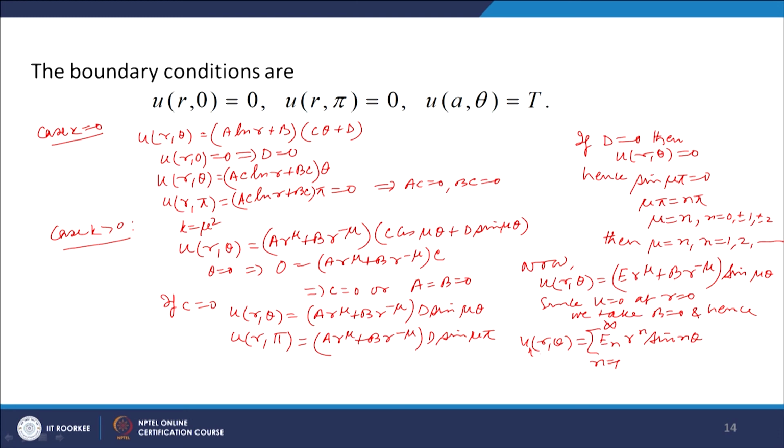Now, take r is equal to a. So, u(a, theta) will be equal to sigma n equal to 1 to infinity e_n a raised to the power n, with r equal to a, sin n theta.